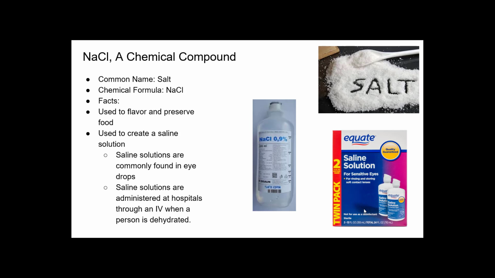For instance, another example would be sodium chloride. We're all very familiar with sodium chloride. If you don't know yet, it's NaCl. That's the chemical formula. It's used to flavor and preserve food, and used to create a saline solution. Saline solutions are commonly found in eye drops, and saline solutions are also administered at hospitals through an IV when a person's dehydrated. Salt has a lot of purposes, but the chemical compound is always NaCl.